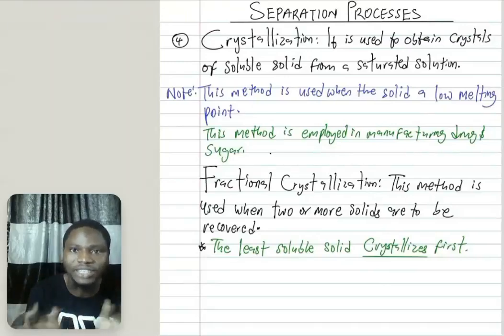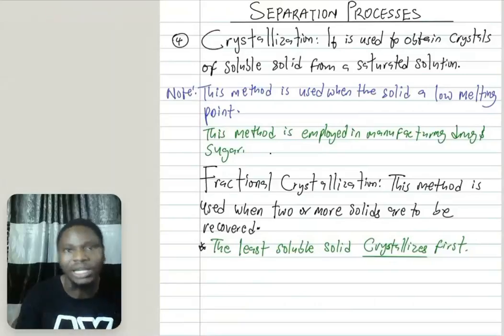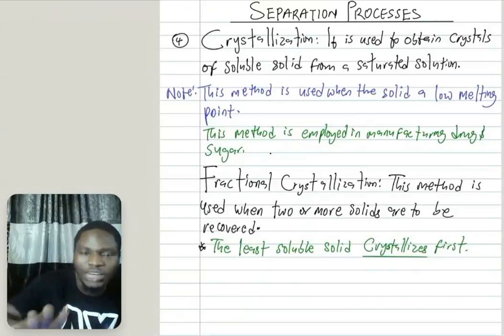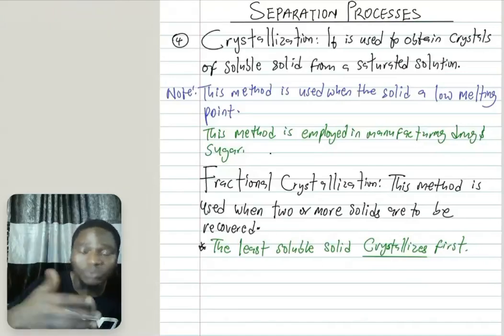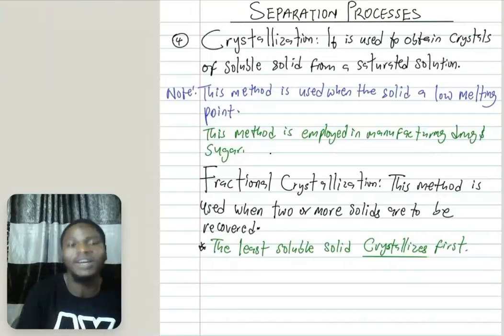Then after heating, you obtain a saturated solution and you allow the saturated solution to cool down. When it cools down, what happens? The crystals of the solid will appear. These are practicals that can be done in the lab. The crystals of the solid will appear on cooling. So when the crystals appear, you can obtain the crystals, and you have carried out crystallization.